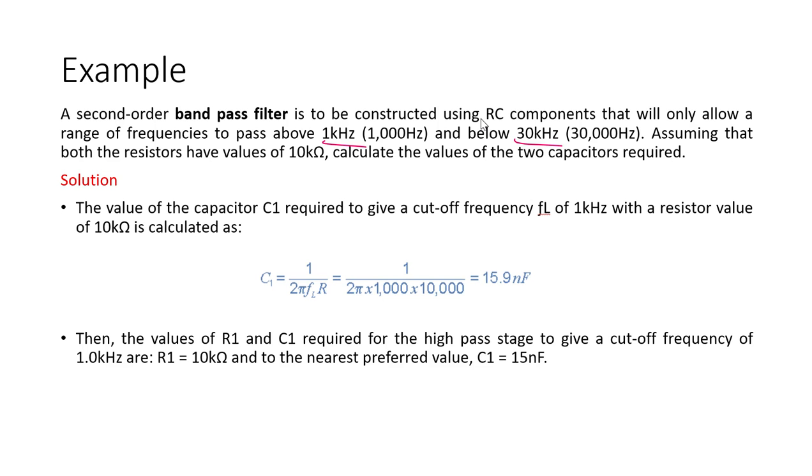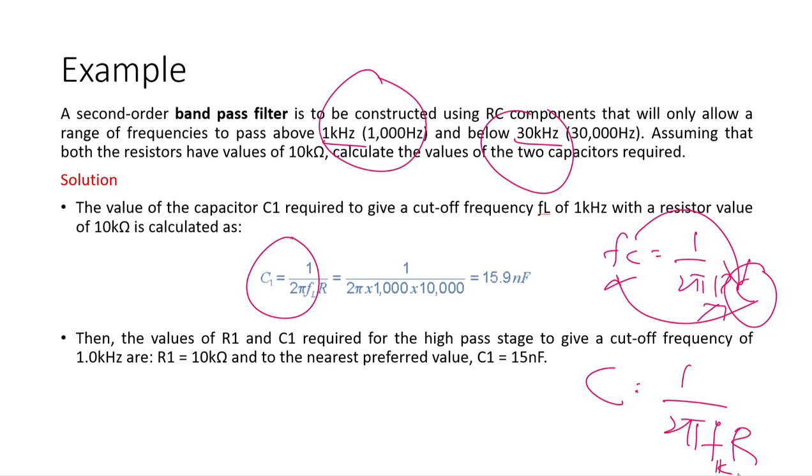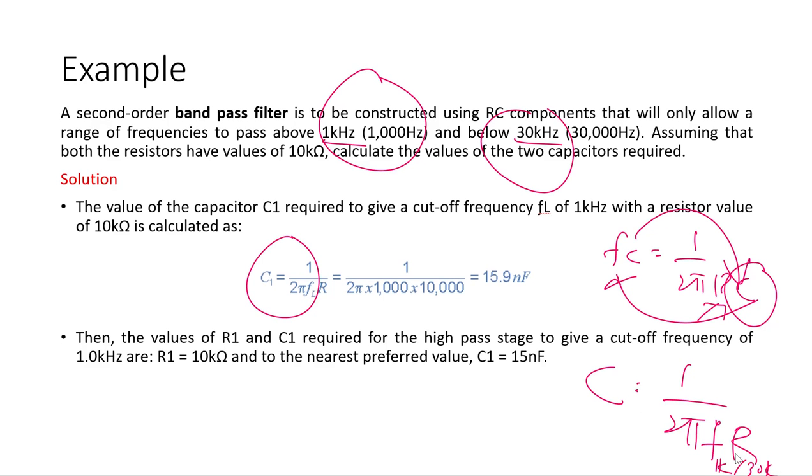So this is a reverse problem. We have frequencies and we want to calculate capacitances. So Fc is equal to 1 over 2 pi RC, and this C needs to be calculated. So R is constant. First put Fc here and make this 1 over 2 pi F R. So put 1K and then put 30K to get our C1 and C2. After this we got 15.9 nanofarad capacitance as C1.